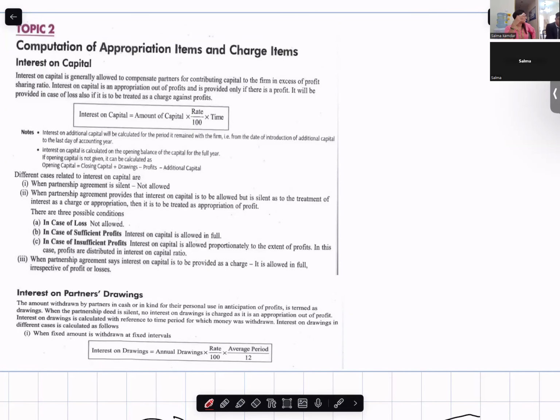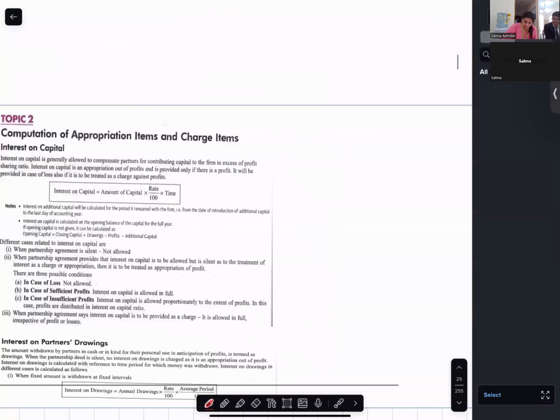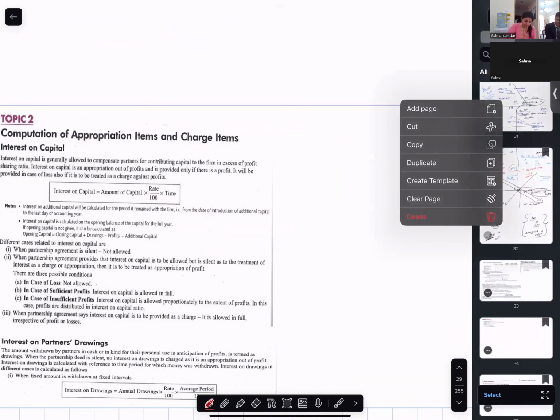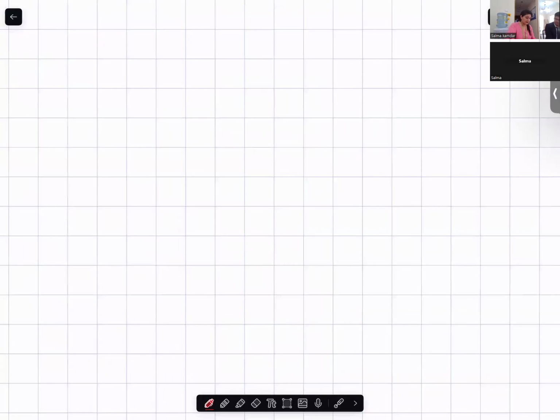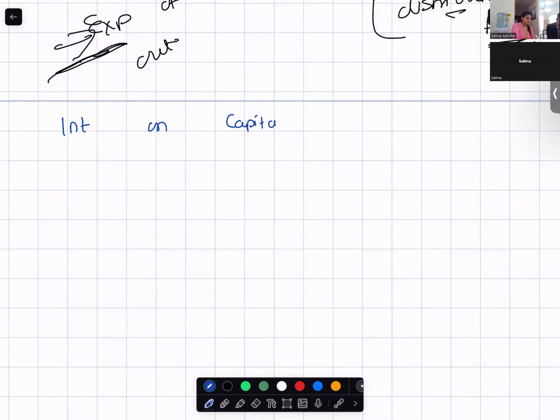So now we are going to talk about interest on capital. What are we going to talk about? Interest on capital. Can you tell me what is interest on capital? Very good. You are saying that interest on capital is an expense for the firm. And who is going to get it? The partner is going to get it.